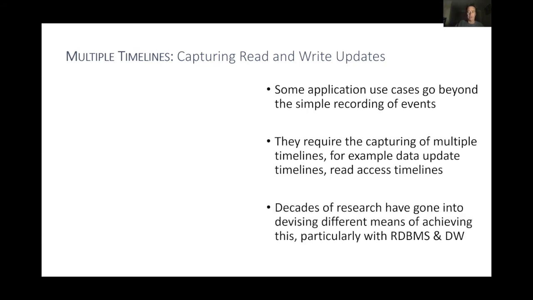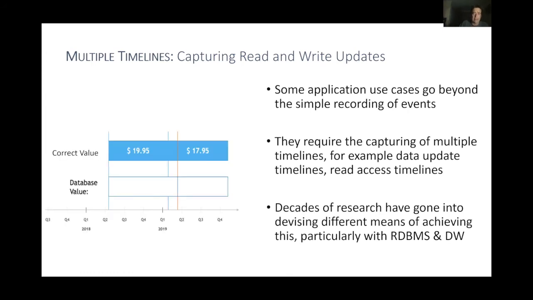And the question of how I might do that, there's been decades of research that's gone into that. I've read a lot of onerous research on that basis, particularly with RDBMS and data warehouses. And just a simple example, I have this value of this thing that changes at the end of January 2019 from $19.95 to $17.95, but it wasn't updated in the database until the end of February, and so there's this gap in here, between the red and the blue, where the data is incorrect.